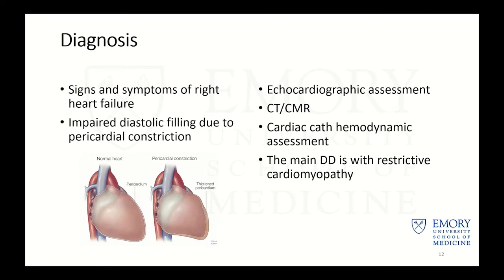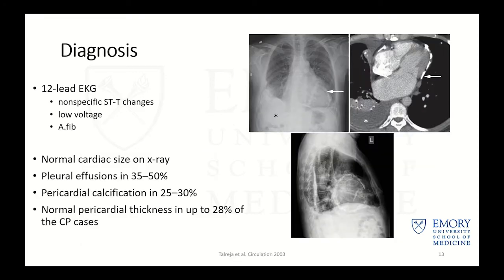So as we move on to diagnosis, like I said, the high clinical suspicion from getting a good H&P and physical exam is very important. You mostly look for signs and symptoms of right-sided heart failure. What you have is an impaired diastolic filling because of the constriction by the pericardium. And there are multiple tools you can use to assess this particular condition, and this will be echocardiographic assessment, cardiac cath hemodynamic assessment. You can use CT and MRI as an adjunct for your diagnosis. And always keep in mind the main differential would be restrictive cardiomyopathy.